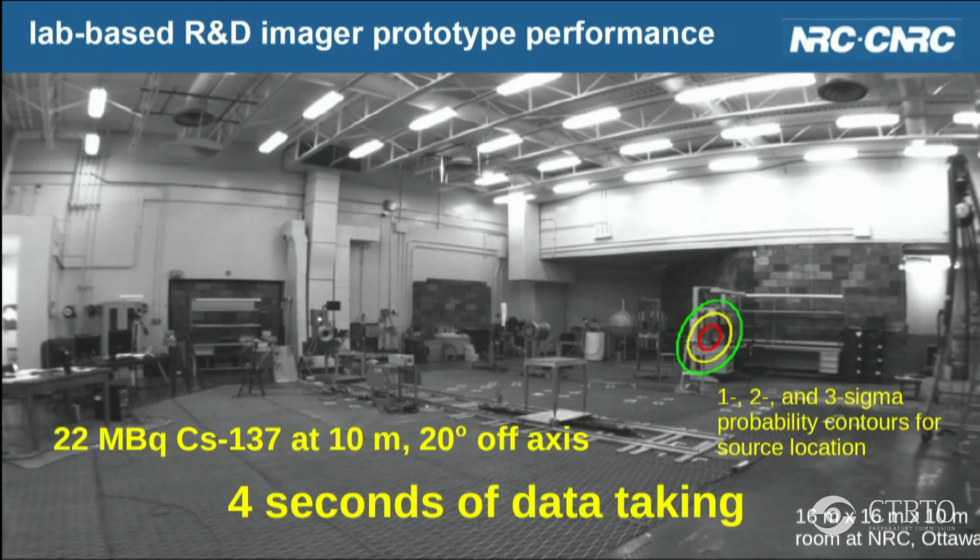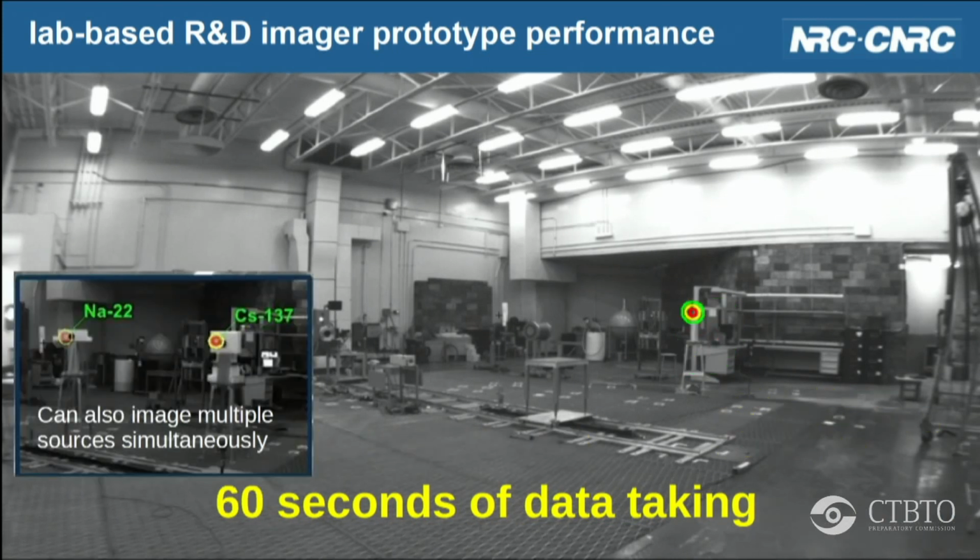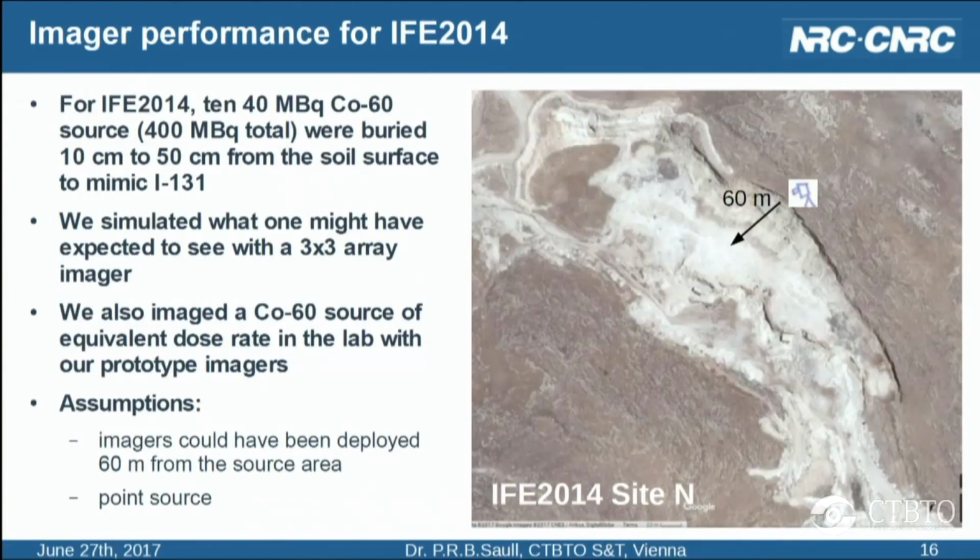This is what it looks like in the lab after 4 seconds of data taking. Same source. This is the 1, 2, and 3 sigma probability contours for the location. It's actually up there. And this is what it is in 60 seconds. And we can do multiple sources at the same time just by windowing on their energies. Okay, finally, I hope I haven't run out of too much time here.